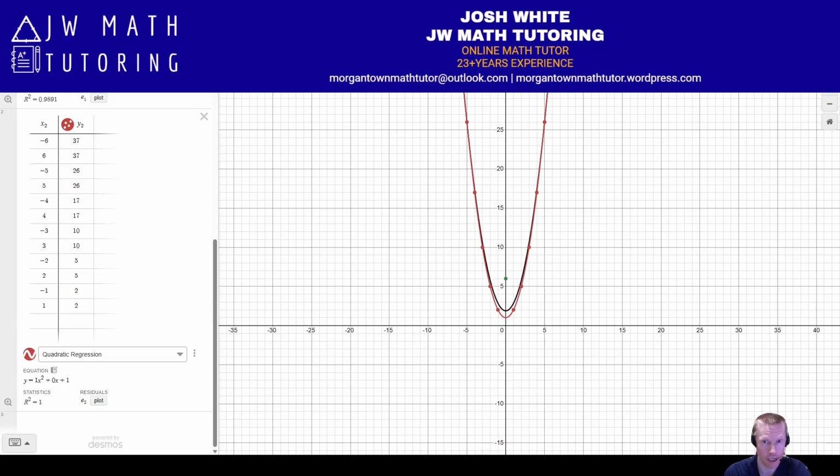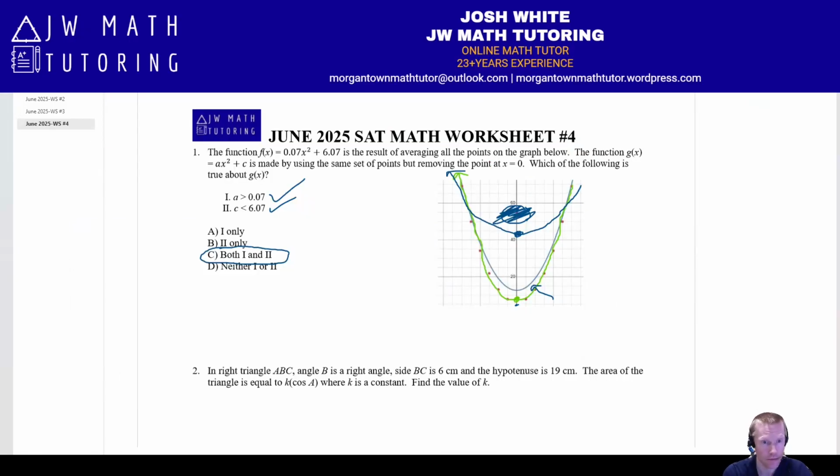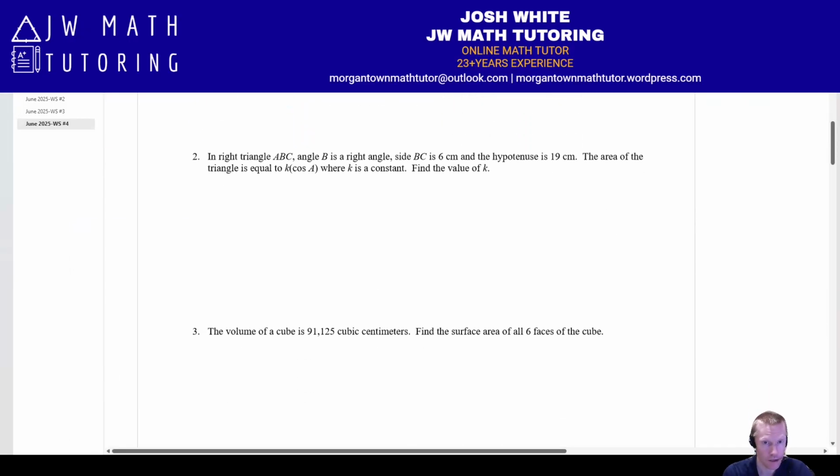And I will include a link to this specific graph on Desmos so that you can go look at this and access this on your own as well, and just check out the points and confirm them. All right, so let's move on to the second question now.